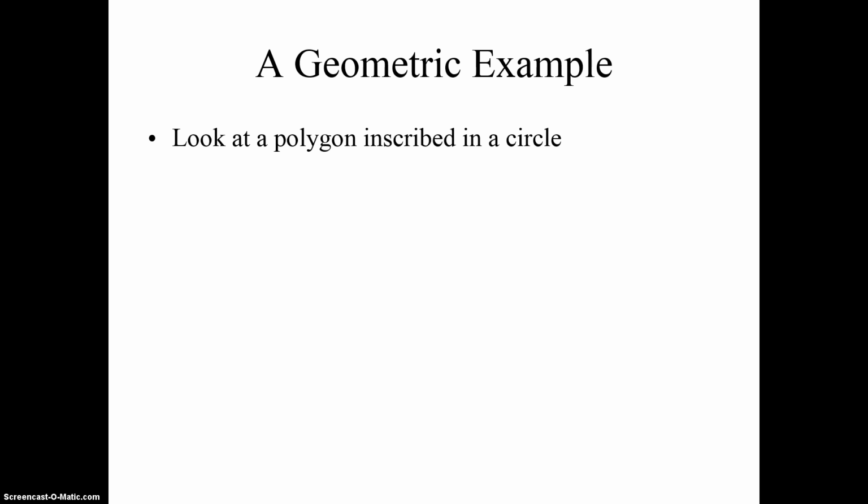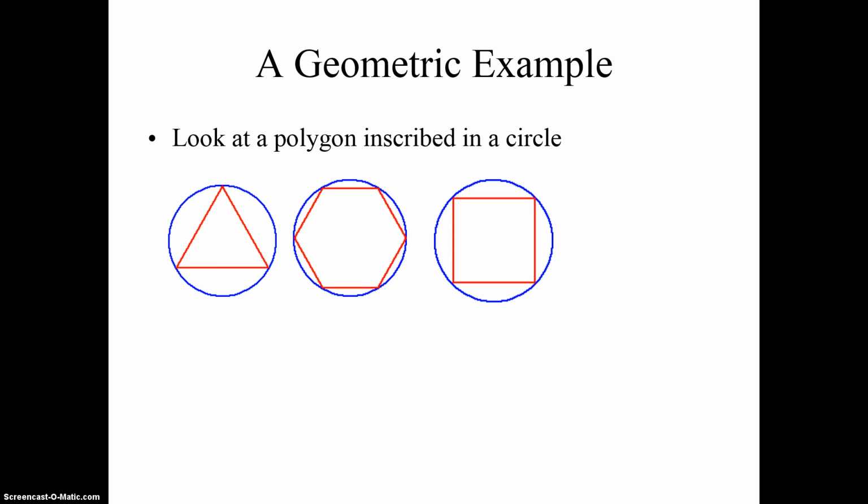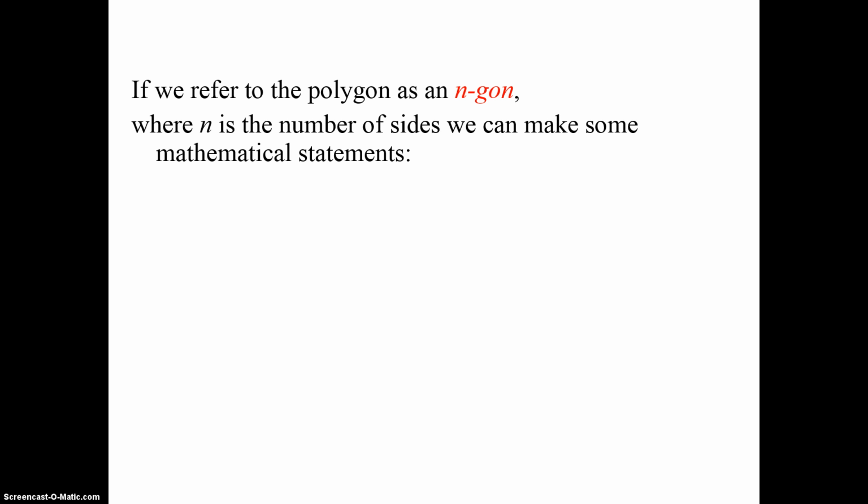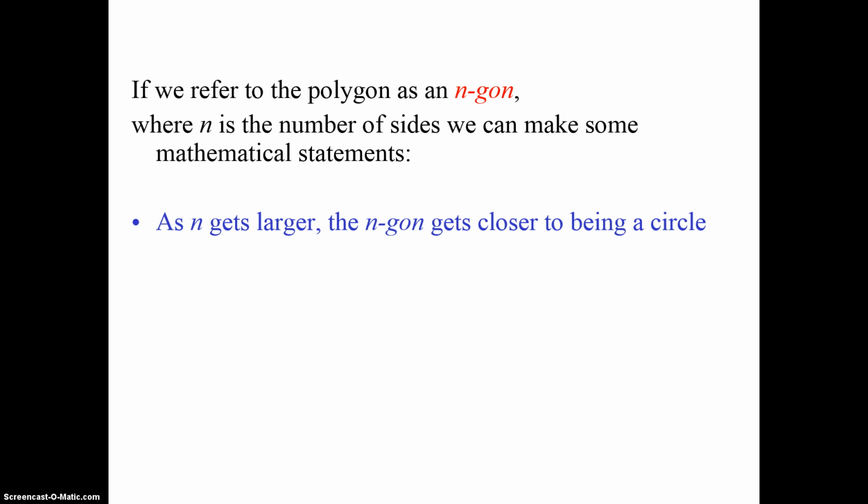So, first of all, I gave you a geometric example of what a limit is. I discussed that if we have a circle and we place a polygon within that circle, we came up with the hypothesis that as the number of sides increased, the closer and closer that polygon inside the circle became to being a circle. So with that said, we provided three statements. The first one was, as n gets larger, your n-gon gets closer to being a circle.